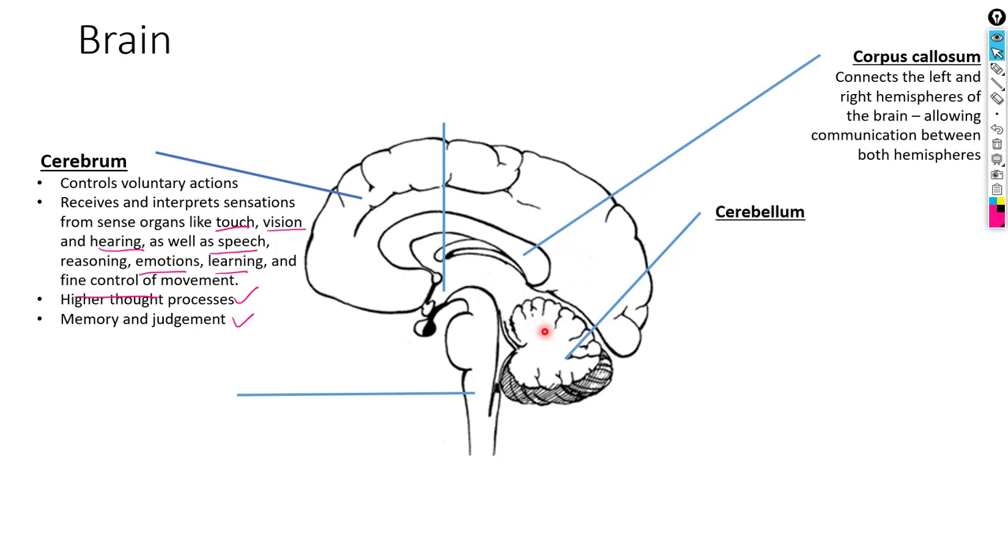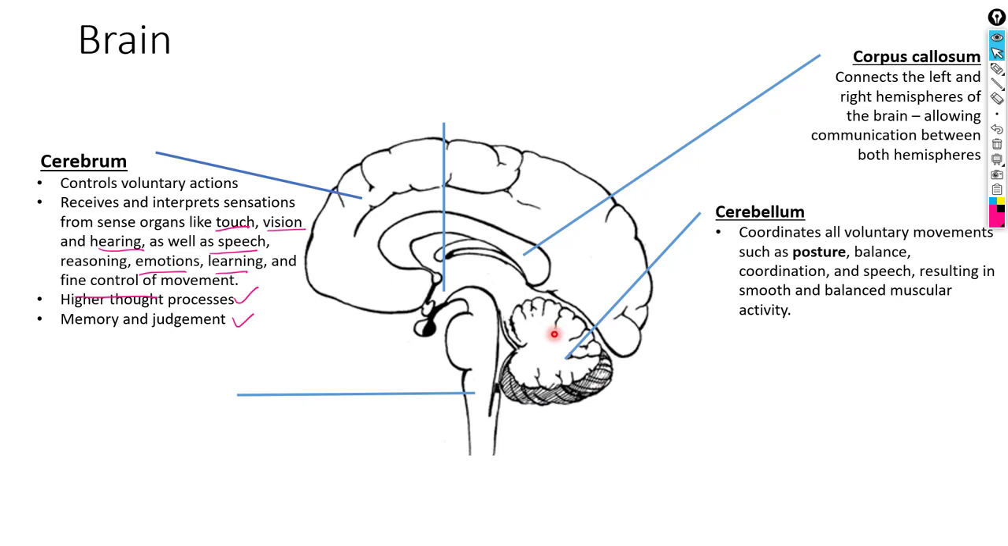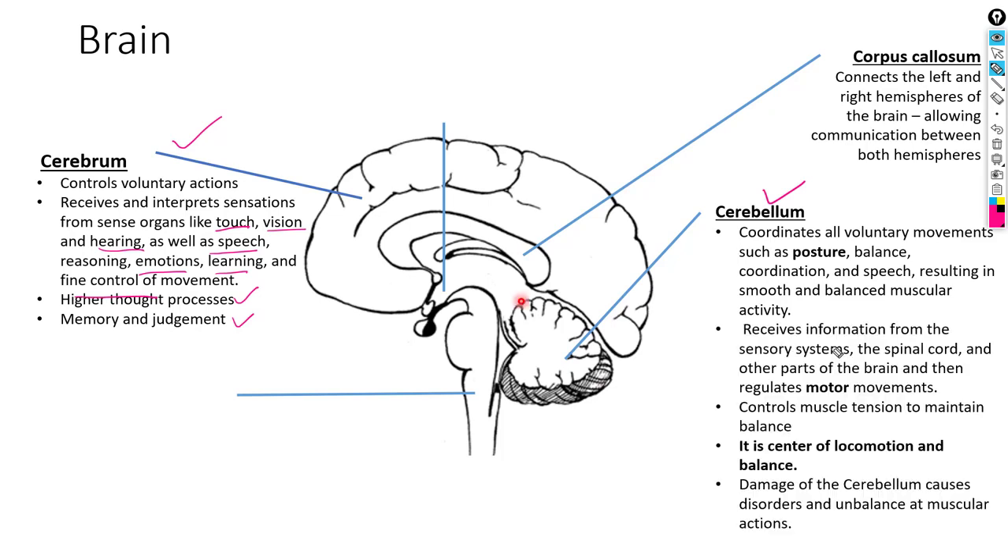Now the cerebellum, the leaf-like part of the brain, coordinates all voluntary movements such as posture, balance, coordination and speech, resulting in smooth and balanced muscular activity. As you see, both the cerebrum and the cerebellum are involved in voluntary muscle activities. The difference is that a movement initiated by the cerebrum is regulated and balanced by the cerebellum. For instance, if you are touching an object, the action will be executed by the cerebrum, and the cerebellum will make that action accurate and coherent.